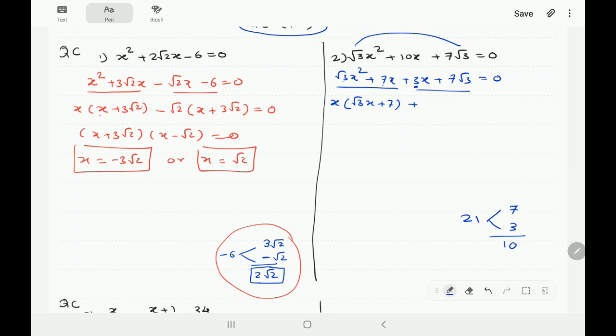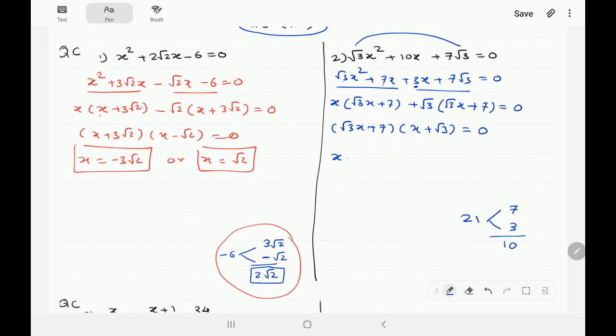So from here, what shall I take? Root 3 common, exactly. If I take root 3 common, 3 is root 3 into root 3. Root 3 is out. What is left? Root 3x plus 7. That's it. A simple logic, very simple logic. So I get root 3x plus 7 and x plus root 3 is equal to 0.